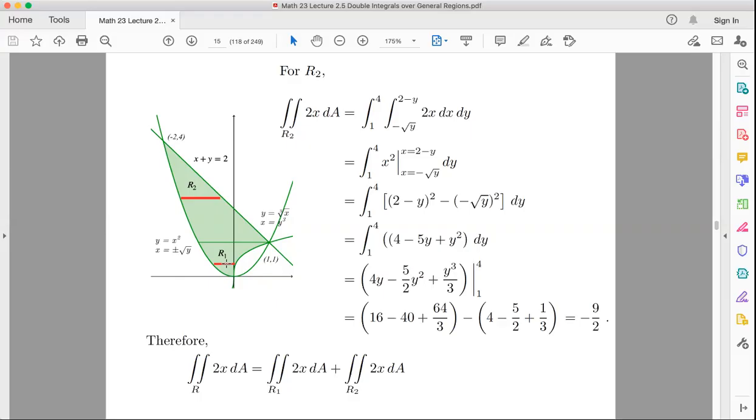So therefore, the double integral of 2x over R is the sum of these two iterated integrals, and this sum is negative 34 over 7. Exactly the same as the value we obtained when we considered the region to be of type 1. And that's what we expect to have because we are dealing with the same region anyway.